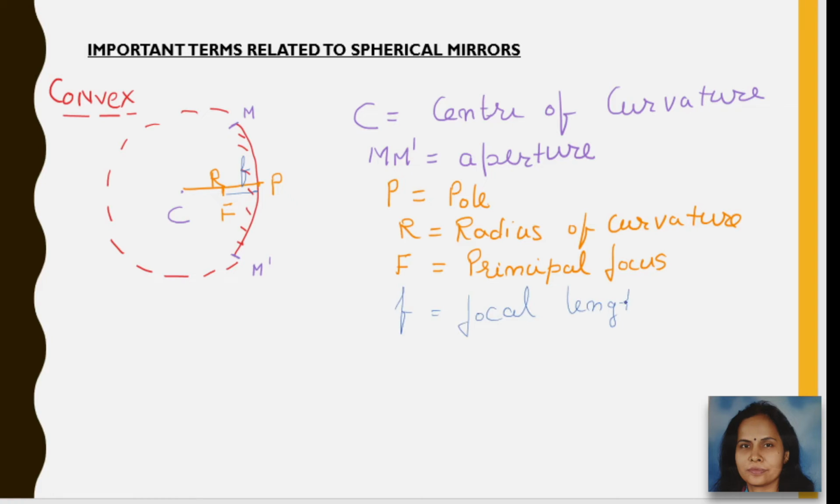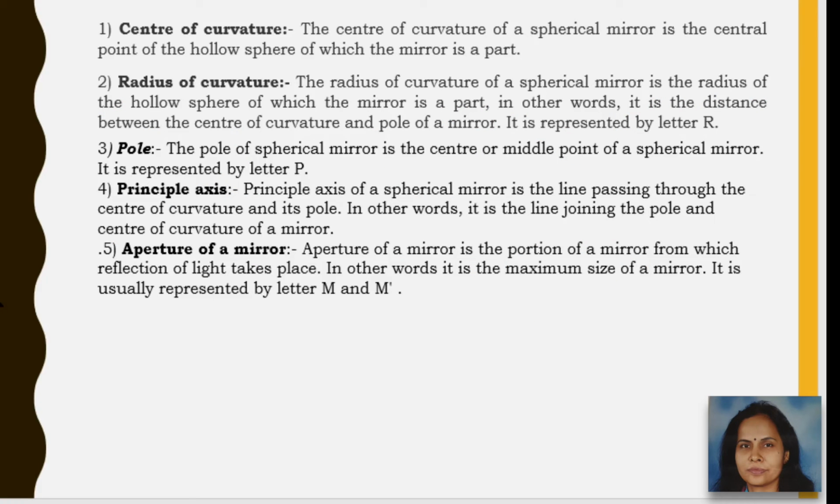Now the relation between focal length and the radius of curvature holds here also. So simply we can say 2f will be equal to the radius of curvature, right? So these are the important terms related to spherical mirrors. Now these are the definitions for these terms. Center of curvature is the center of the hollow sphere of which the spherical mirror is a part. Radius of curvature is the radius of the hollow sphere of which the spherical mirror is a part.